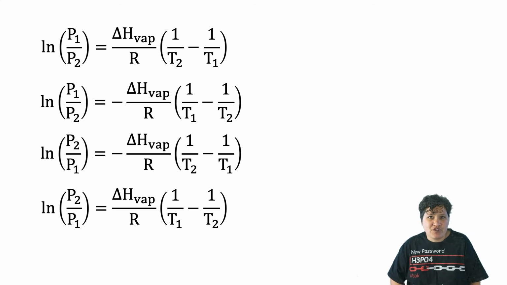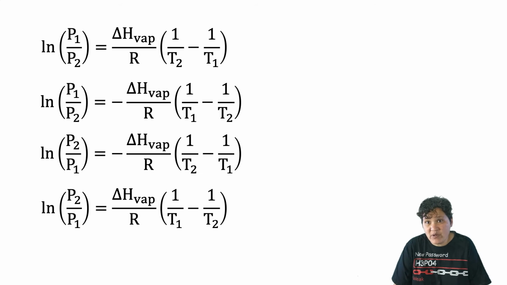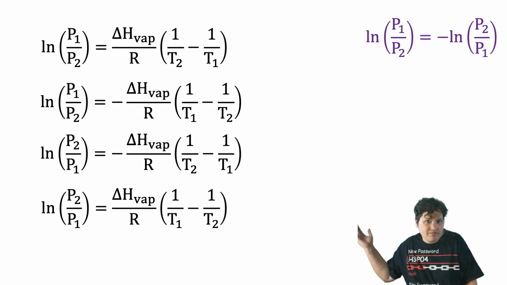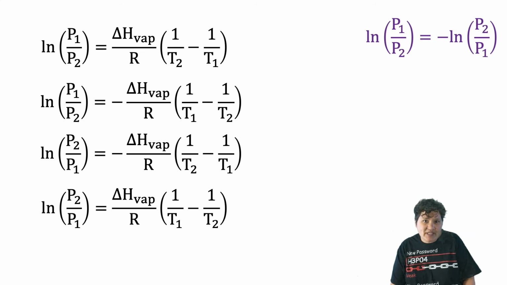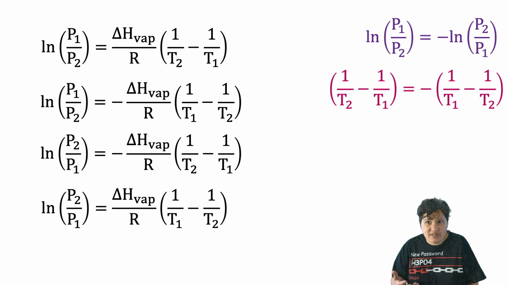So here are 4 different versions of the 2-point form of the Clausius-Clapeyron equation, and I am 99.999% confident that your chemistry book uses one of these. So what I'm going to do now is show you how all 4 of these versions are equivalent to each other. To do that, we're going to use 2 relationships that I showed you in the answer to the previous question. First of all, the natural log of P1 divided by P2 is equal to negative of the natural log of P2 divided by P1. And second, 1 over T2 minus 1 over T1 equals negative of the quantity 1 over T1 minus 1 over T2.